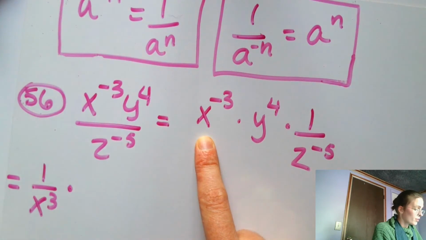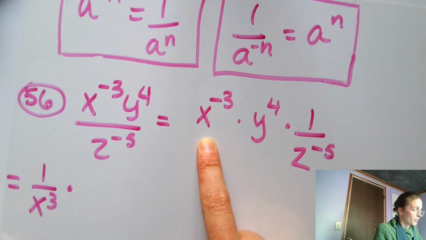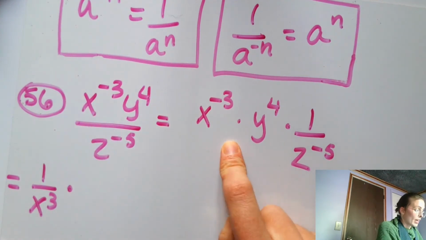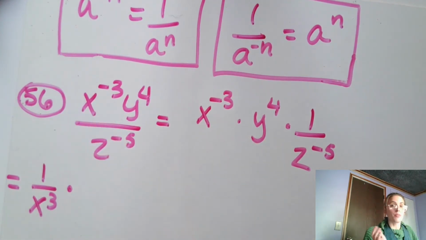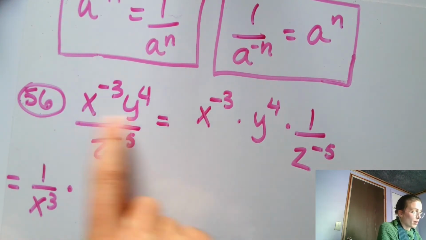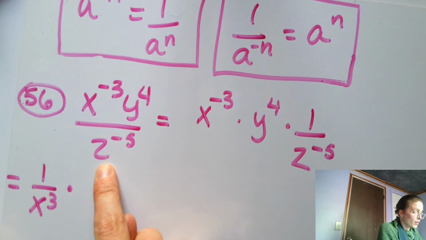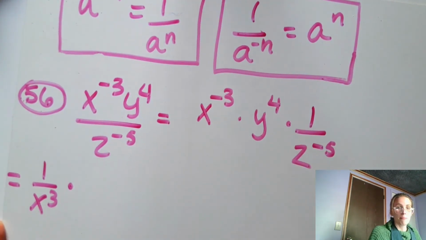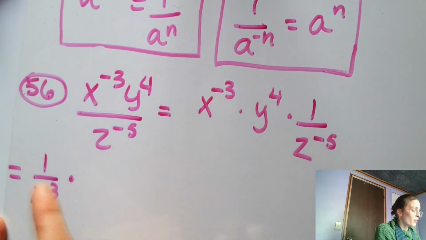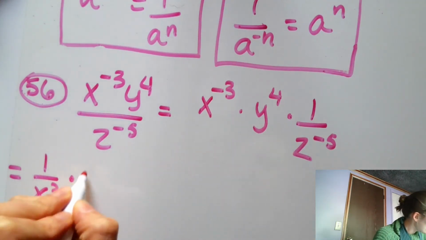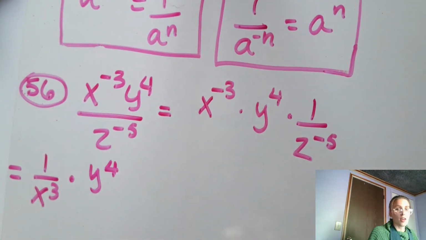Then times, just to review real quick, the reason these two are equal is I just separated out that multiplication. This is x to the negative 3 times y to the 4th in the numerator, and then it's divided by z to the negative 5th, which is the same thing as multiplying by 1 over z to the negative 5. Okay, so we've got 1 over x cubed for x to the negative 3. Y to the 4th can stay the same. And then 1 over z to the negative 5.